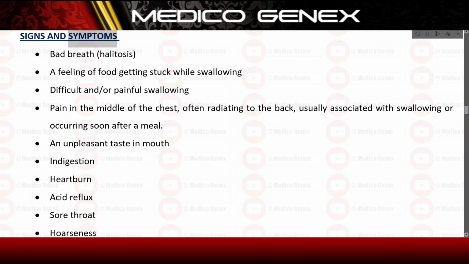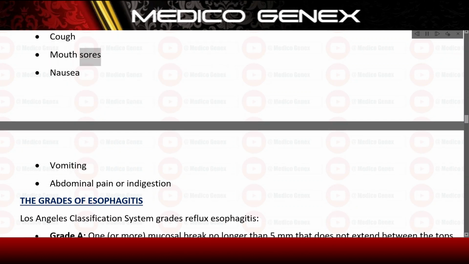Signs and symptoms. Bad breath, halitosis. A feeling of food getting stuck while swallowing. Difficult and/or painful swallowing. Pain in the middle of the chest, often radiating to the back, usually associated with swallowing or occurring soon after a meal. An unpleasant taste in mouth. Indigestion. Heartburn. Acid reflux. Sore throat. Hoarseness. Cough. Mouth sores. Nausea, vomiting, abdominal pain or indigestion.